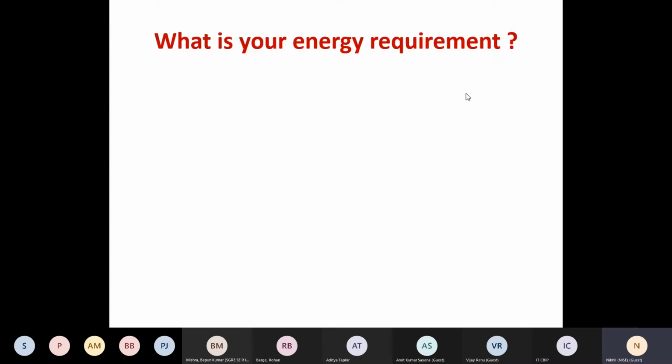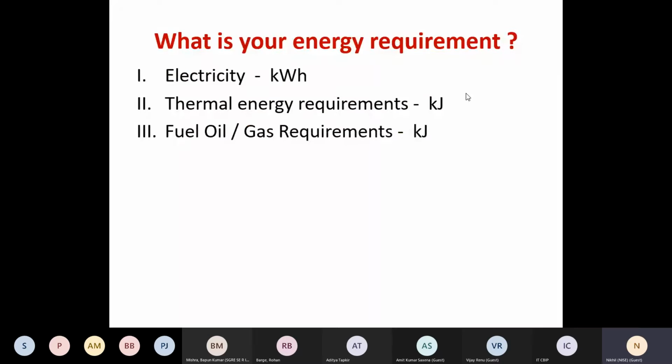If you look at your energy requirements, every day you have some energy requirements, let it be in the form of electricity or thermal energy, when you burn something, or in the kitchen when we burn fuel, or when we use a vehicle. Every activity of ours is directly connected to some energy. We can consolidate these energies in the form of kilowatt hour or kilojoules.